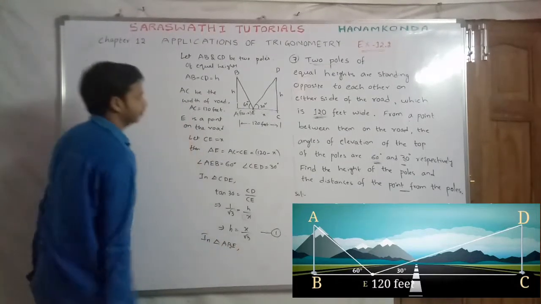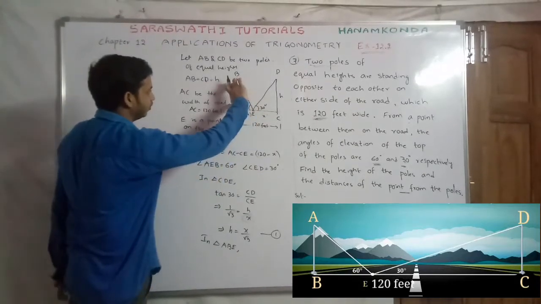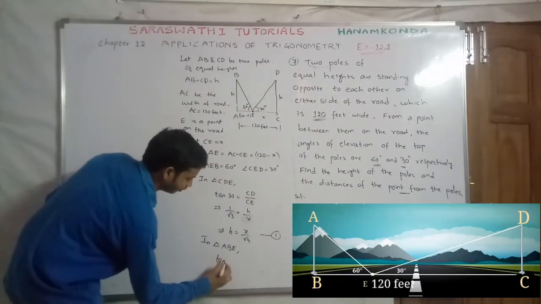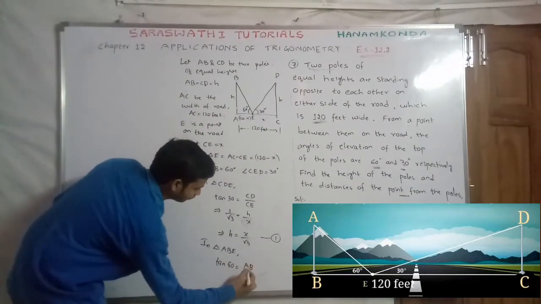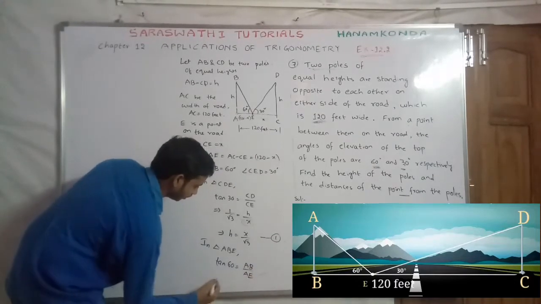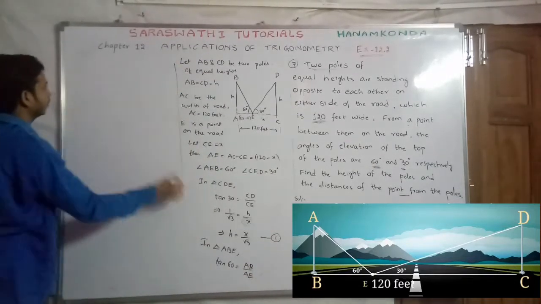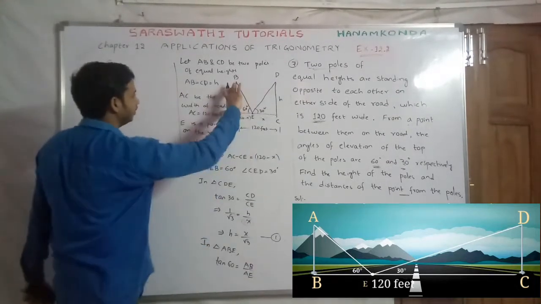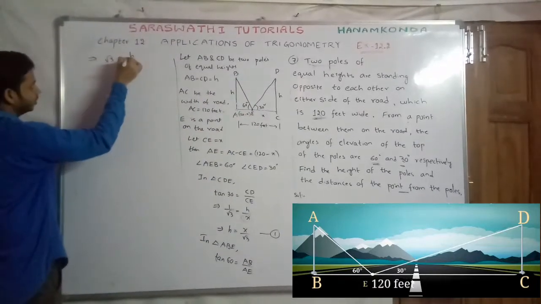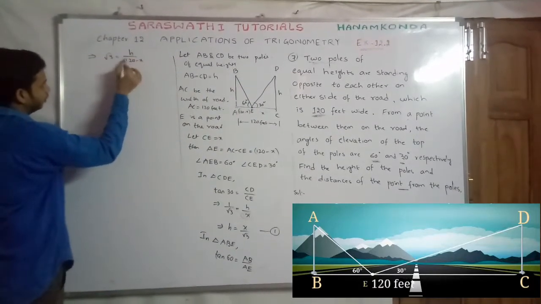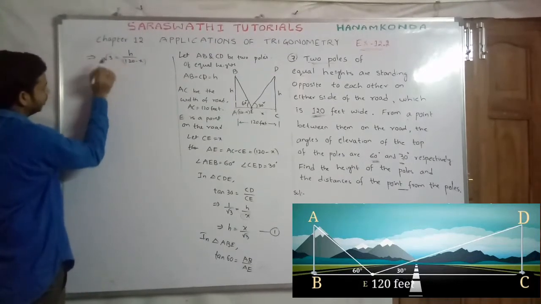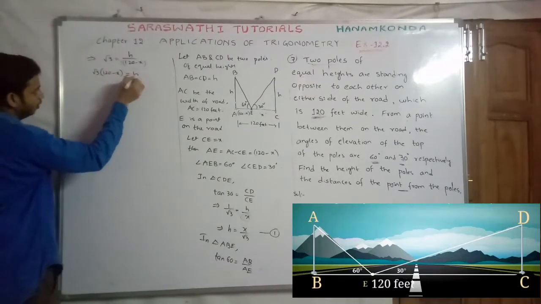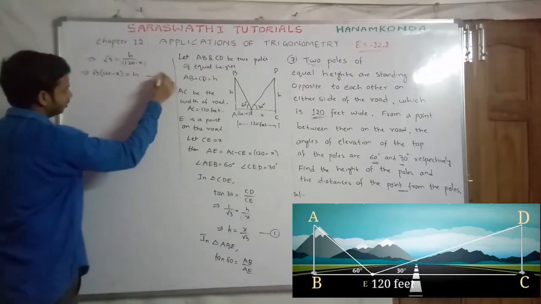In triangle ABE, if you apply tan here, tan 60 equals H by AE, where AE is 120 minus X, that is, AB by AE. The tan 60 value we know is root 3. So root 3 equals H by 120 minus X. This 120 minus X gets multiplied with the left hand term, that means root 3 into 120 minus X equals H. So consider it as the second equation.